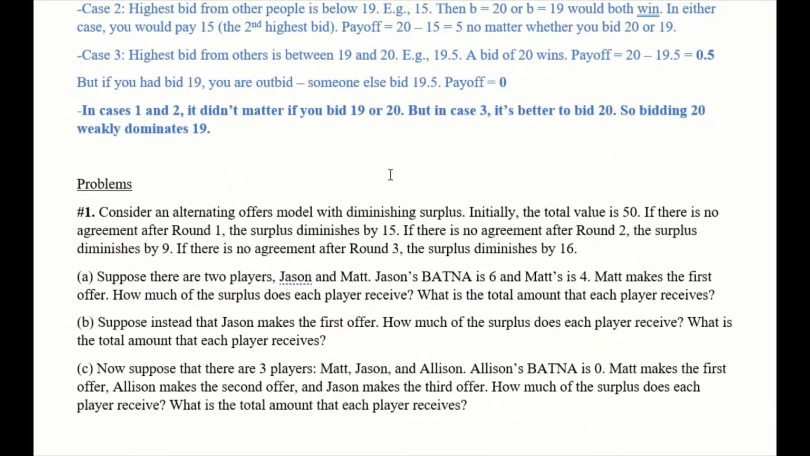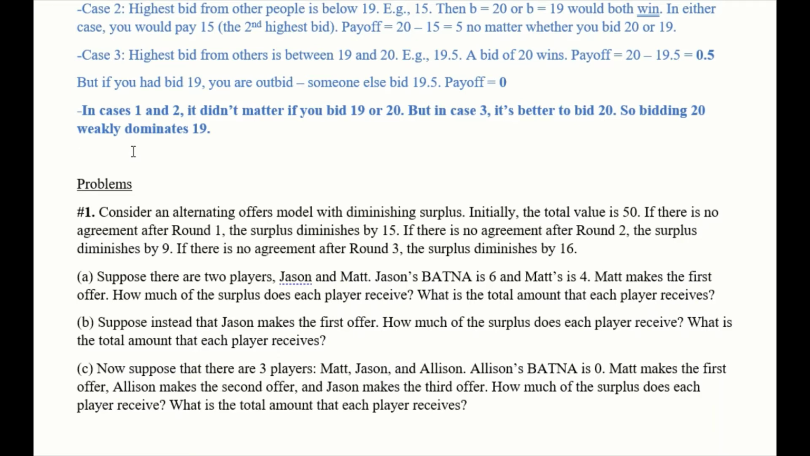Moving on, let's talk about the problem section. So problem number 1, we have our alternating offers model. Once again, the surplus is diminishing. V is going to be 50. And each time we don't reach an agreement, the surplus goes down, falls by 15 in round 1, by 9 in round 2, and 16 in round 3.